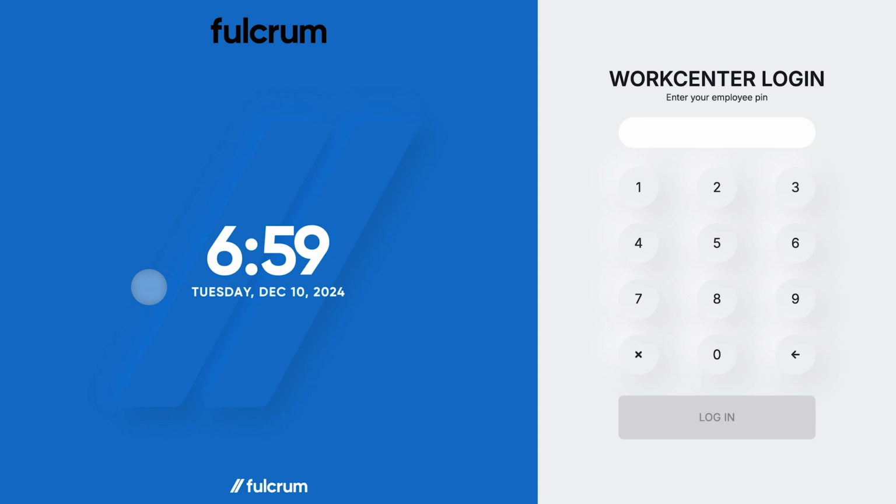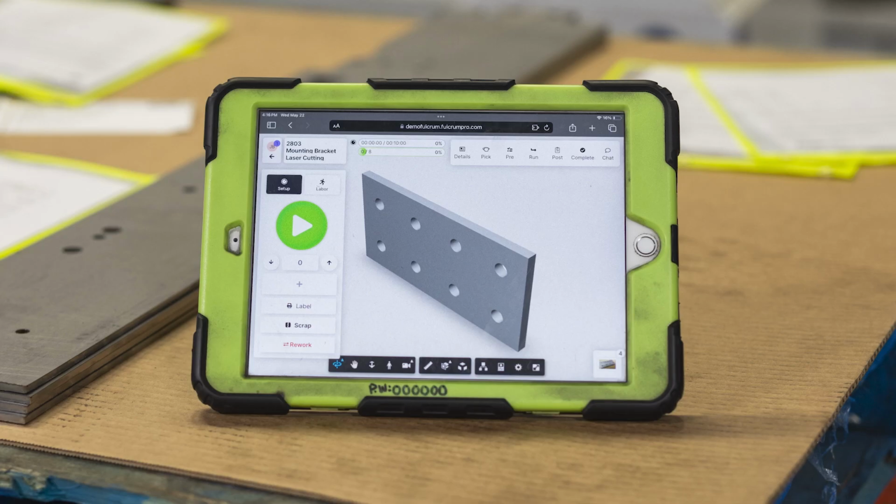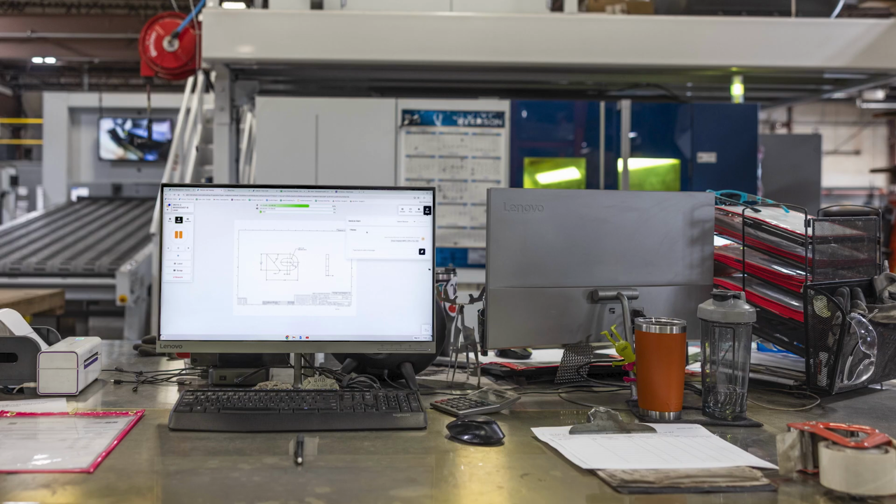This is where operators can go to see what to work on when, track times, and communicate. Many shops use job tracking on iPads or tablets, but others prefer desktops. It's really up to you. Since Fulcrum is cloud-based, the only requirement is you have a web browser. You can even use your phone.